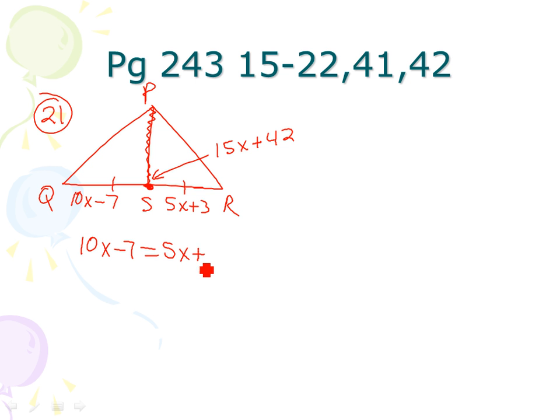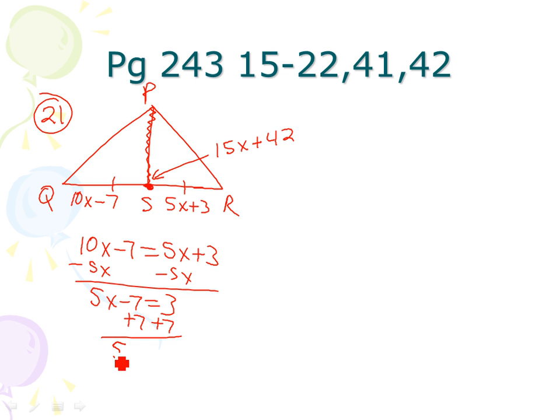Now, before I go on and solve that, if I put that on the test, about half the people are going to set up what equation? 15x plus 42 equals 90. You got to know, if they tell you it's a median, it's one thing. If they tell you it's an altitude, something different. Subtract 5x on both sides. 5x minus 7 equals 3, add 7. 5x equals 10, what's x equal then?